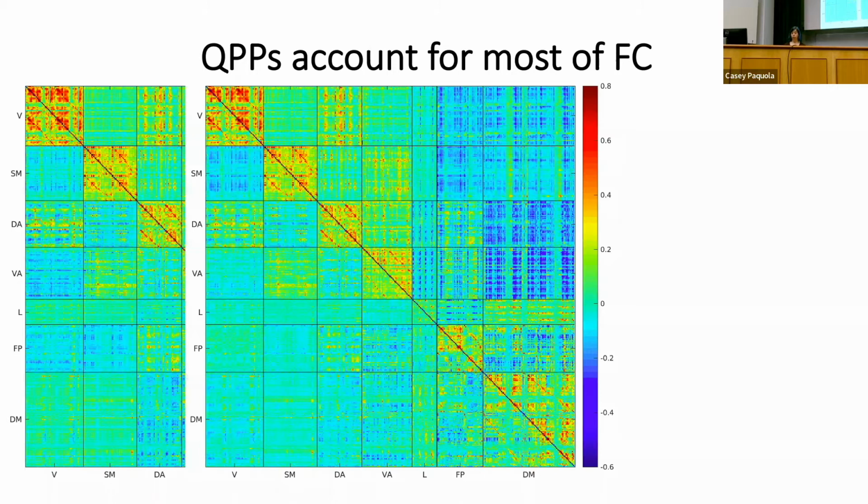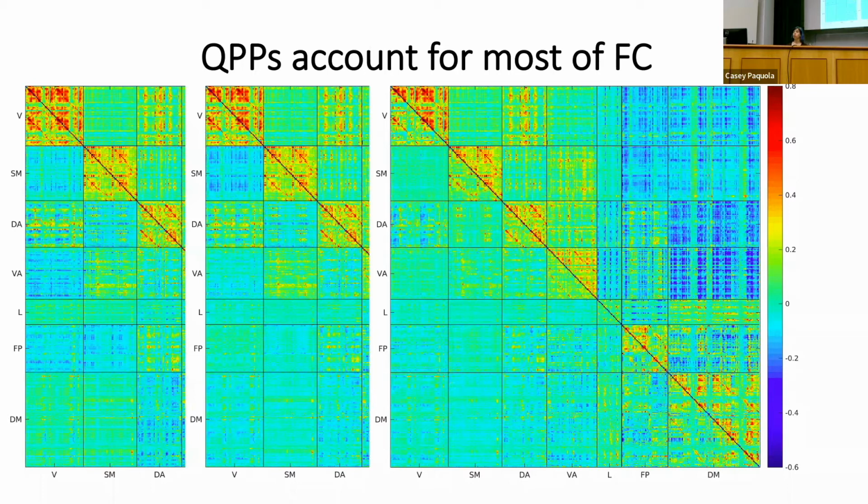We can of course take out the secondary one and the third one. By the time we get three removed, most of our functional connectivity is gone. So these large-scale patterns that involve the whole brain are really accounting for most of the pairwise functional connectivity, or correlation, that we see in our data. So these are driving that original finding of connectivity between areas.